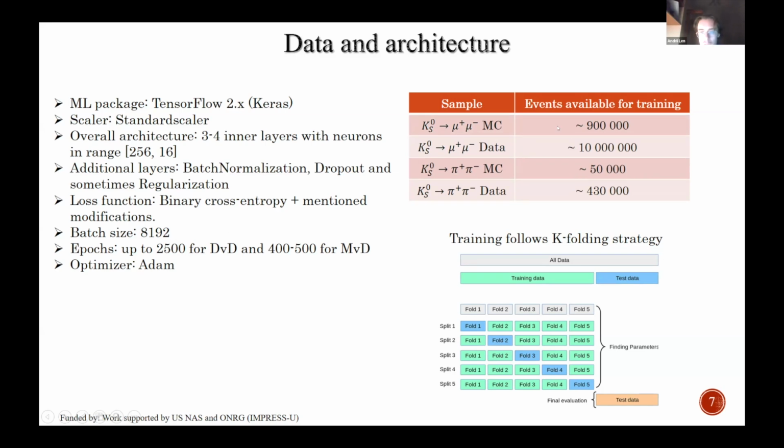Regarding K-short to mu mu samples, we have about 1 million simulated events available for training and 10 million events of combinatorial background data also available for training. Regarding K-short to pi pi control samples, we have approximately 50,000 simulated events and 400,000 real data events. Also, in all our trainings, we used a K-folding strategy.